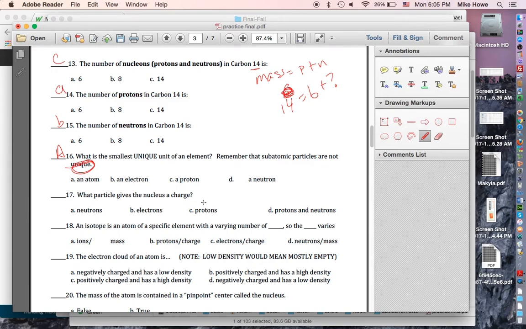Nucleus is given a charge by the protons. So the nucleus has protons and neutrons in it, but those are positive and those are 0. So the charge comes from the protons.